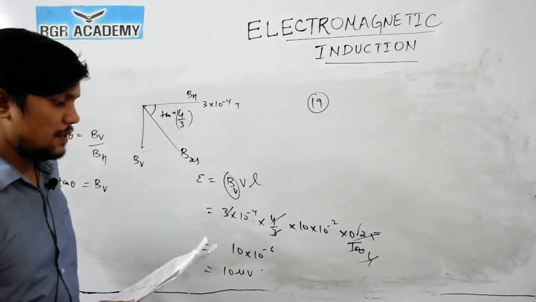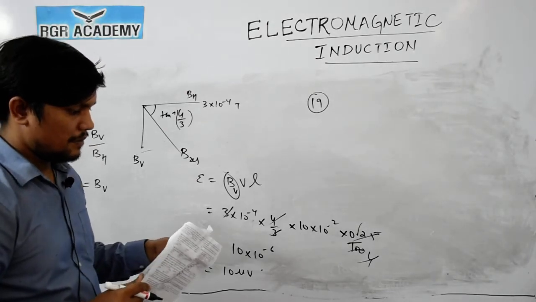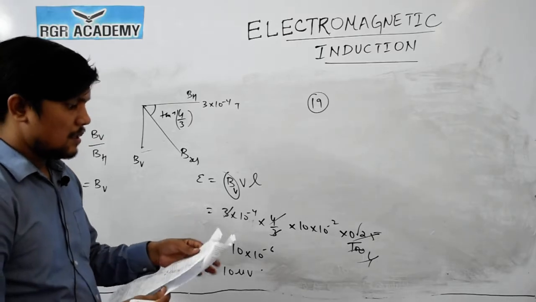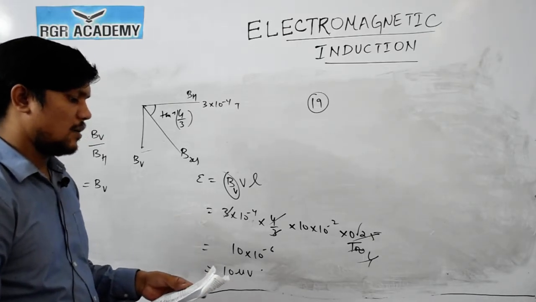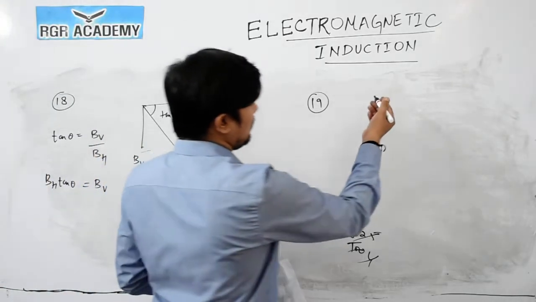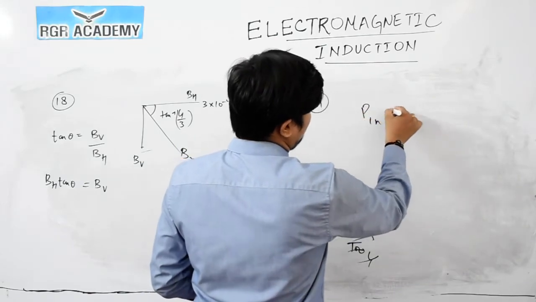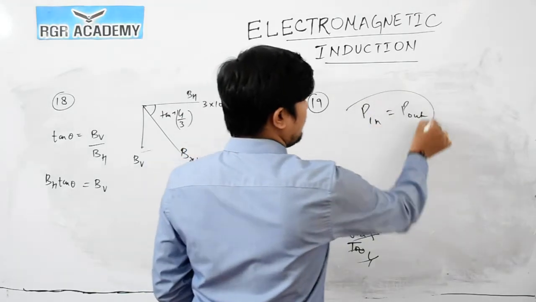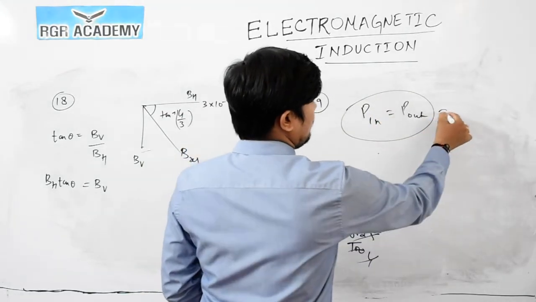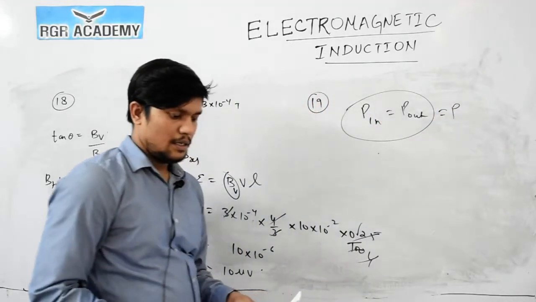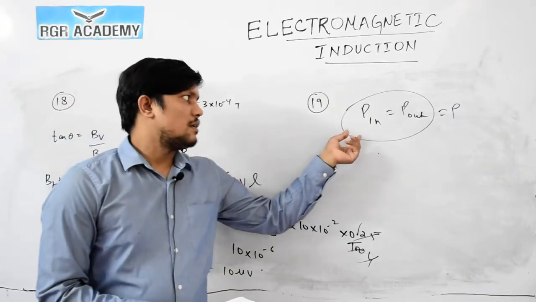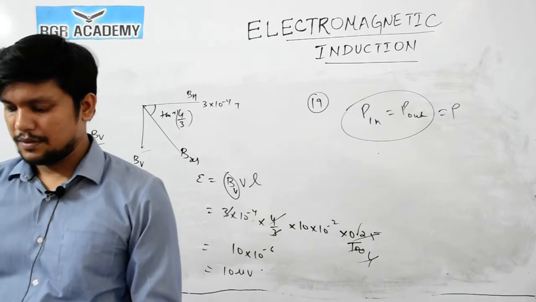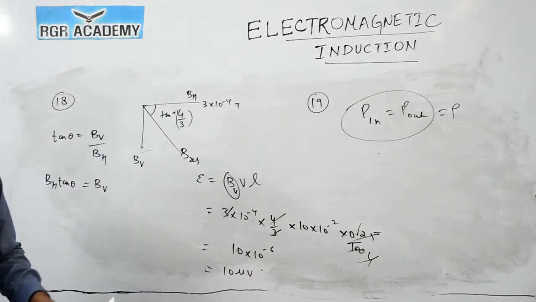If the power output be P, then the input power, neglecting all the losses, will be equal to P output for an ideal transformer. So power will remain the same, and the output power will be P only. Whatever the number of turns, power will remain the same if you neglect all the losses, for an ideal transformer. Now the question number 20.